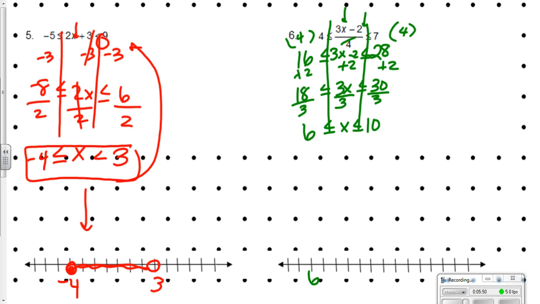We graph 6, 10, closed circles, shade in between. Simple as that. Okay, let me know if you have any questions.